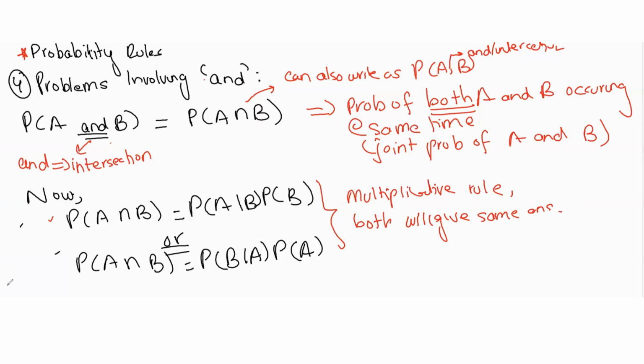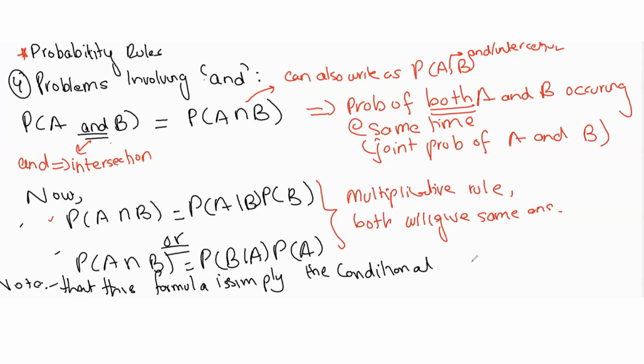So now note something. Note that this formula is simply the conditional probability formula rearranged. So the multiplicative rule just comes from rearranging the conditional probability formula. Because the conditional probability formula is probability of A given B is probability of A intersection B divided by probability of B.